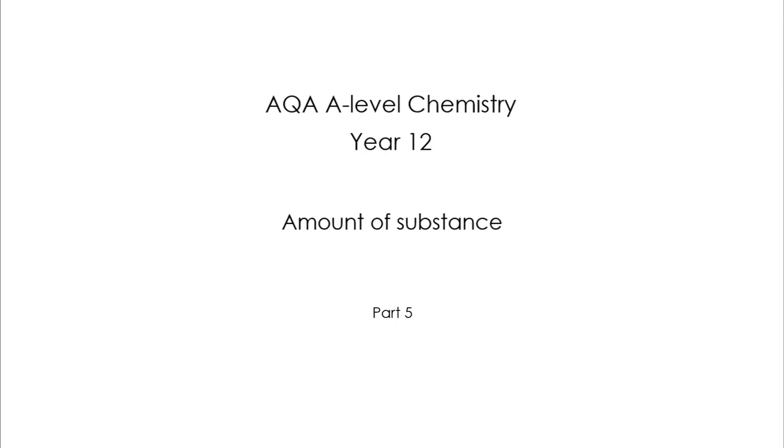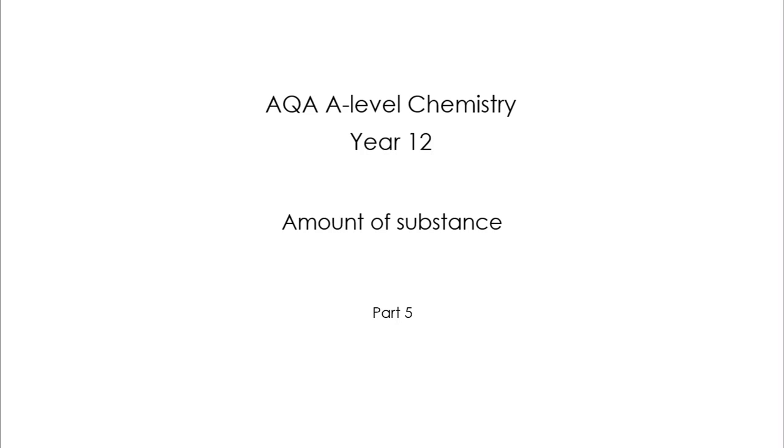This is part 5 of the AQA topic, amount of substance. In this section, we're going to be looking at titrations and titration calculations. I think it's really important to note that we're not going to look at the practical aspect of titrations, thinking about the things that would come up in the practical paper 3. That will be discussed elsewhere. We're going to focus predominantly on how you carry out the calculations.